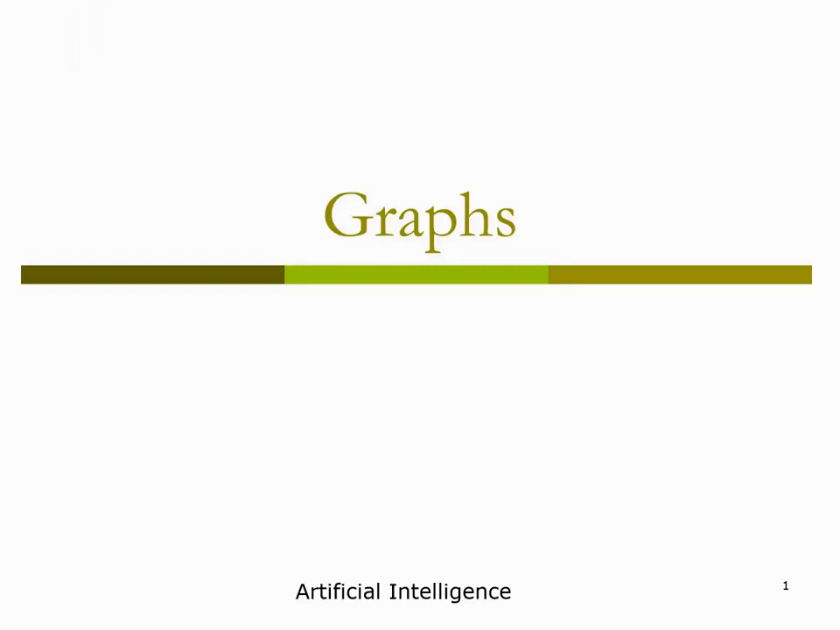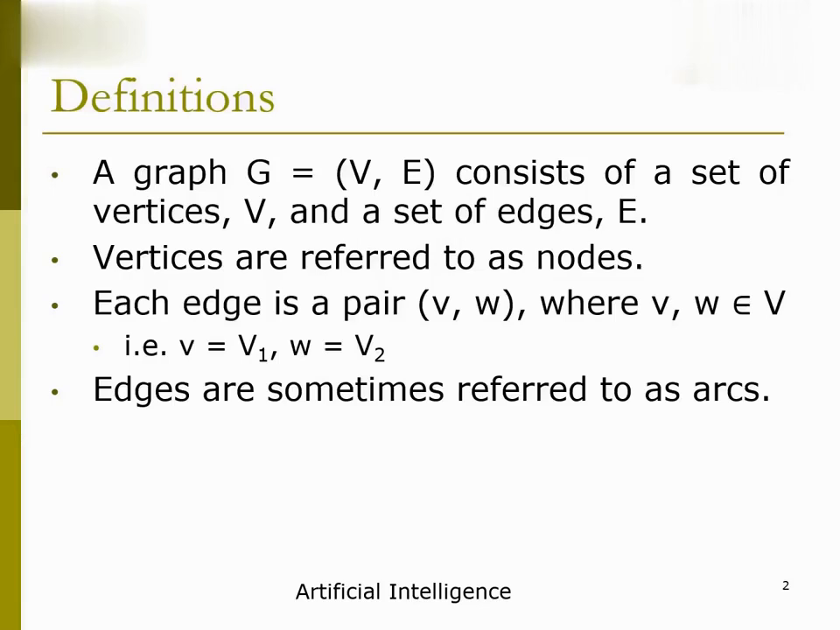In this session, let us explore graphs. Let us see a brief introduction to it. A graph G is equal to (V, E). It consists of a set of vertices V and a set of edges E. Here vertices are referred to as nodes. Each edge is a pair (V, W) where both are vertices.